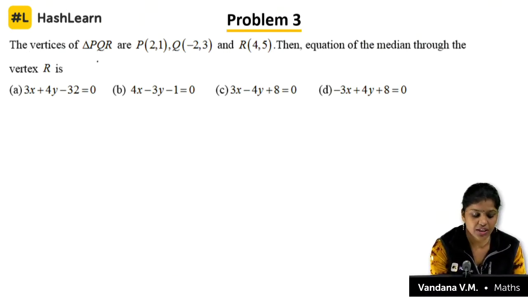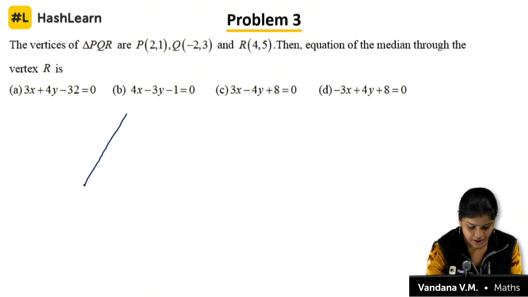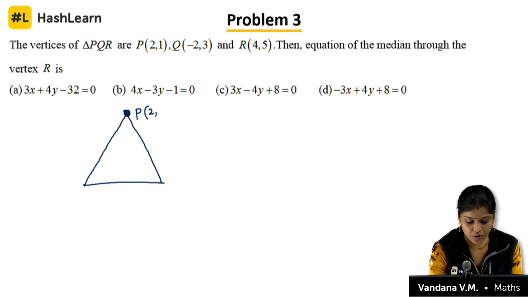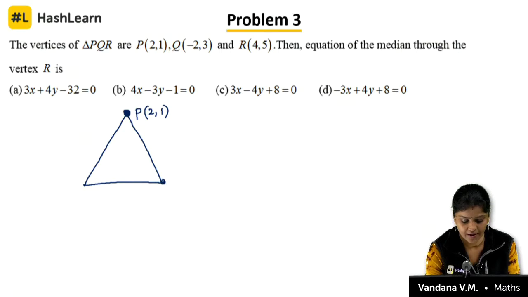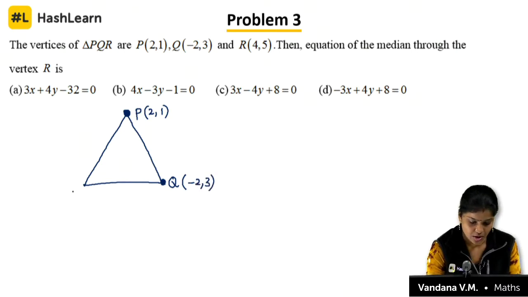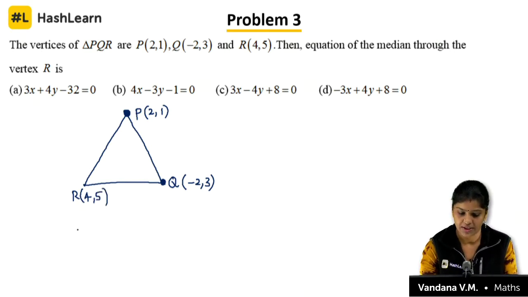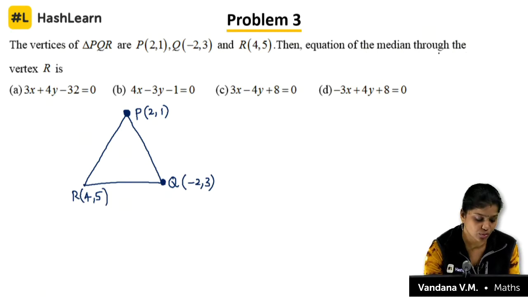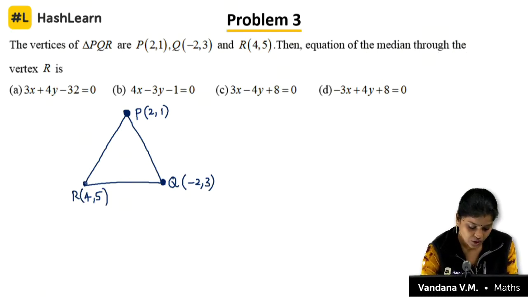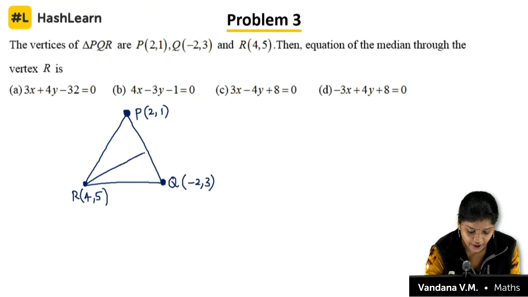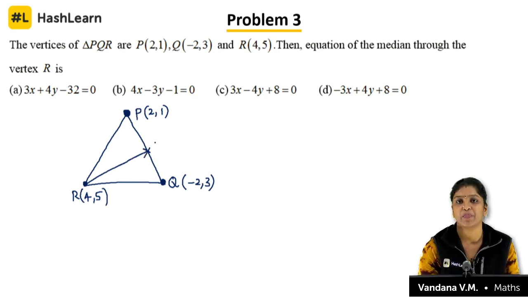See, the vertices of a triangle are P of 2, 1, then Q of minus 2, 3, and R of 4, 5. Like this, I am having the vertices. Then find the equation of the median through the vertex R. Through the vertex R, if you are drawing the median, median means what? The midpoint.